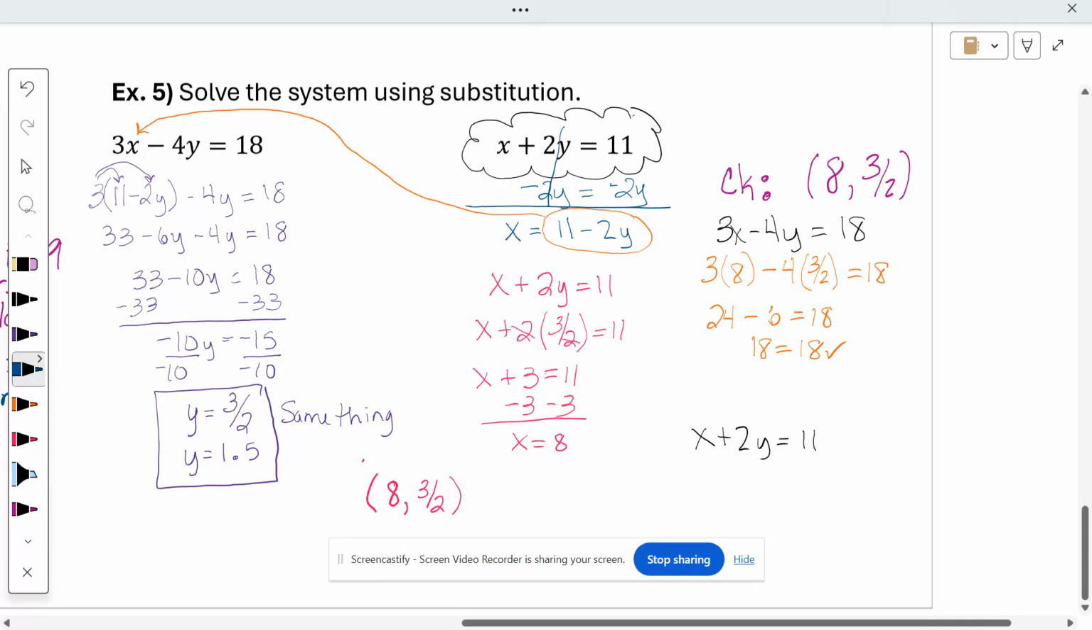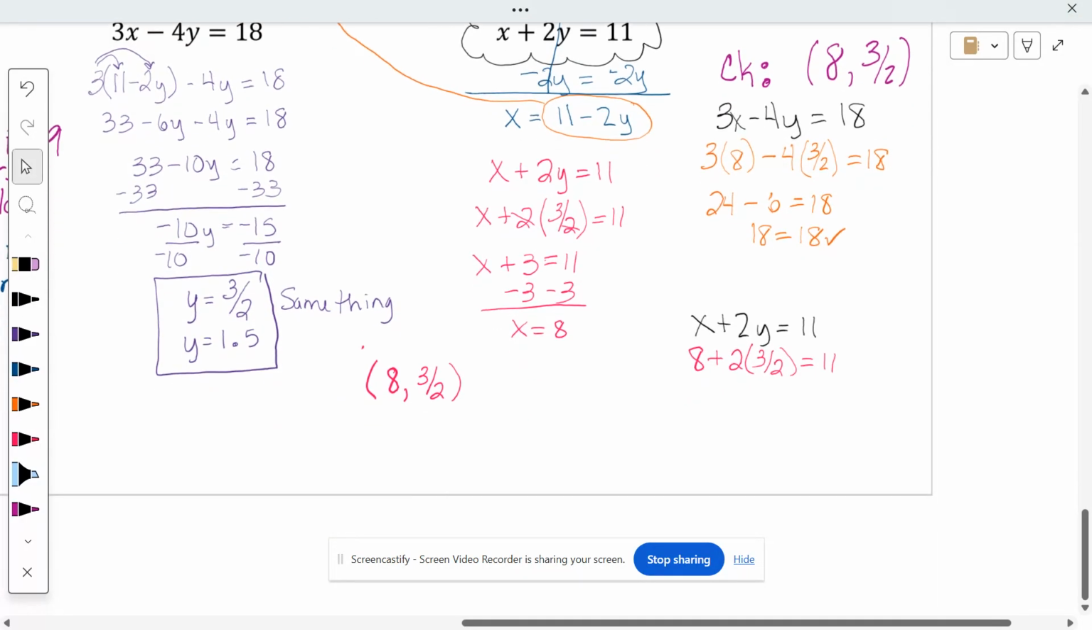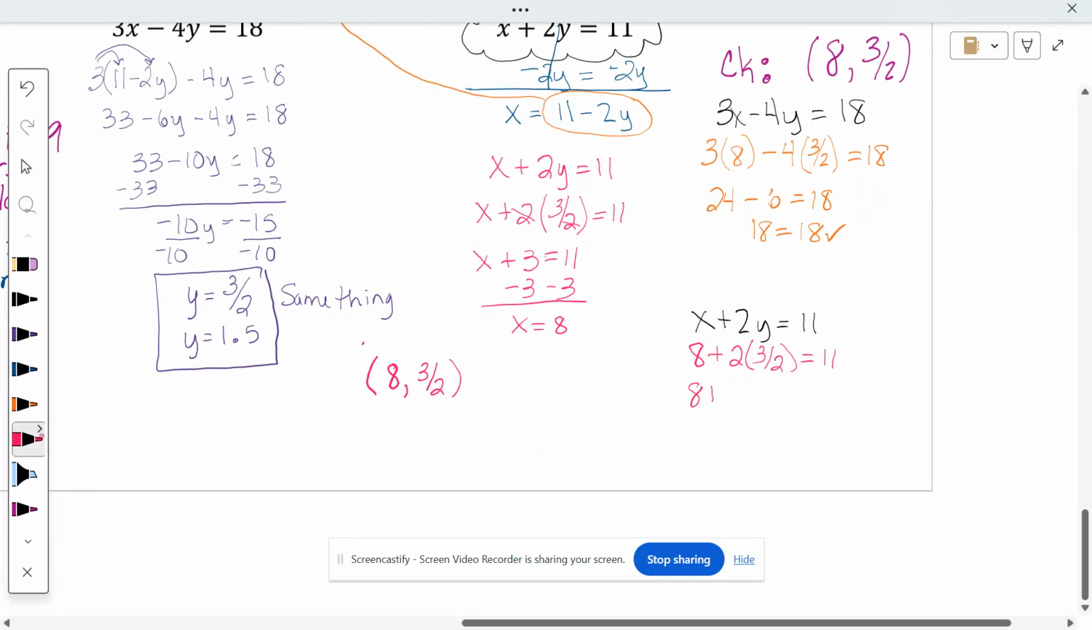Let's check the second equation. So x is going to be replaced by the number 8. So I have 8 plus 2 times y, which is 3 halves, equals 11. That gives me 8 plus, remember that your 2's cancel out, 8 plus 3 equals 11. And 11 does in fact equal 11.